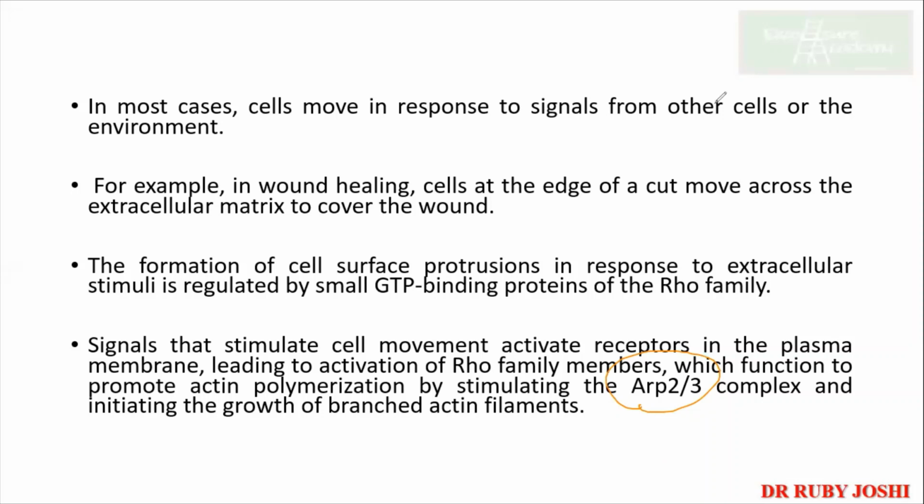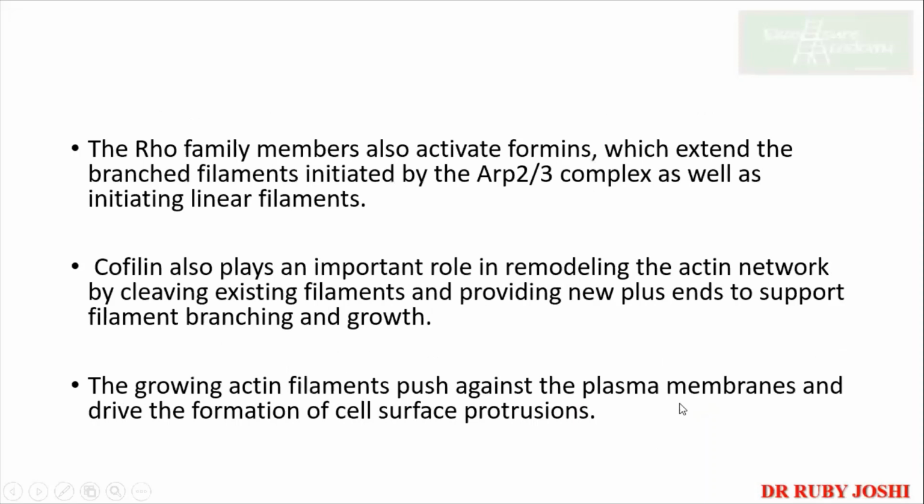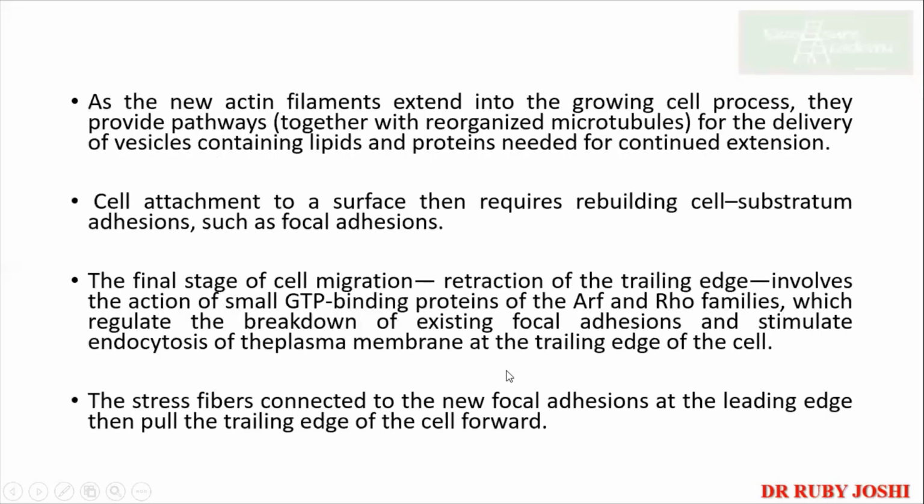Okay. So this gets activated with the help of the Rho family members. Now, the Rho family members also activate formins, which extend the branch filaments initiated by the ARP2/3 complex. Now, cofilin is also playing an important role in remodeling. When they cleave the existing filaments, they provide new plus ends and minus ends. The growing actin filaments push against the plasma membrane and drive the formation of cell surface protrusions. Okay, so I hope this is clear.